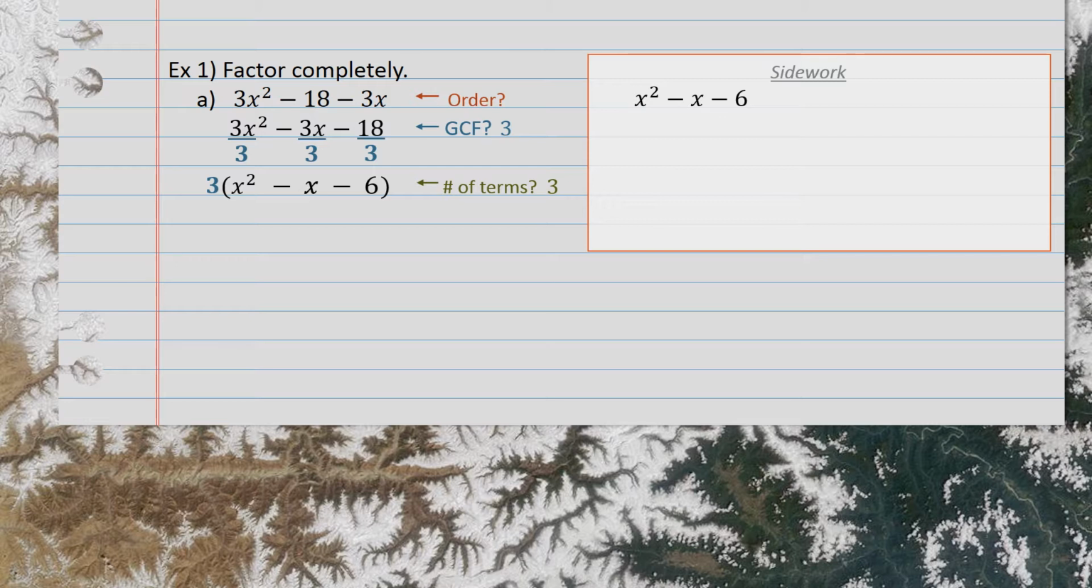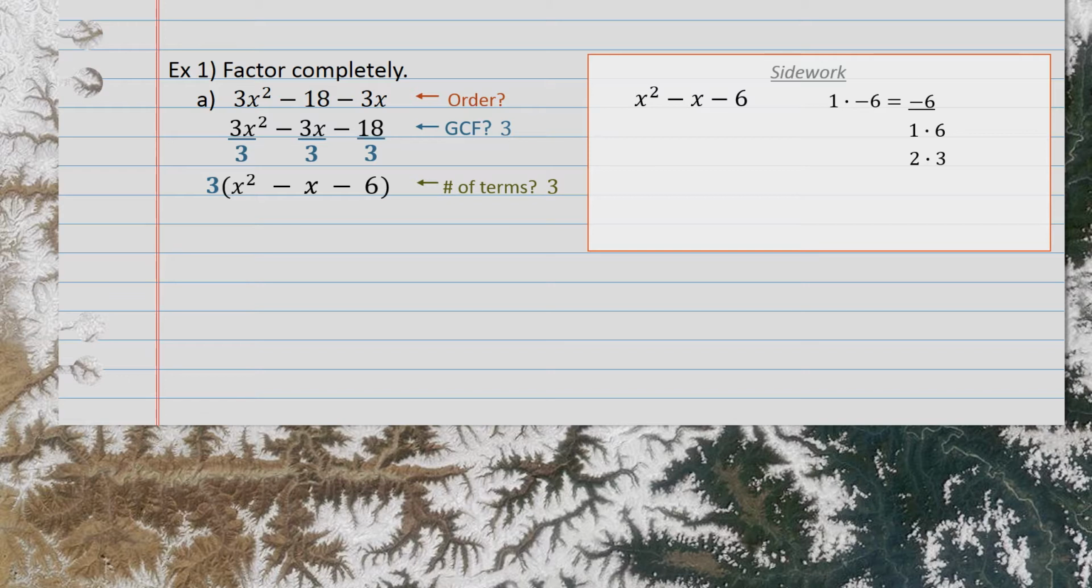To do the AC method, we multiply our leading coefficient, which in this case is a 1, times our constant, or our last number, which is a negative 6. And so 1 times negative 6 gives us negative 6. From here, we create a list of multiples, and it's best to go in order. 1 times what gives you 6? 2 times what gives you 6? 3 times what? 4 times what? And so on. In this case, we only have 2 possibilities.